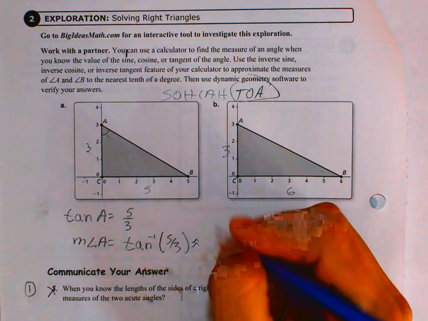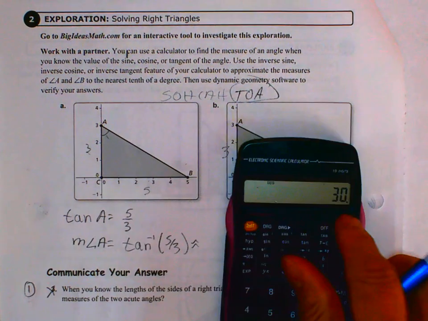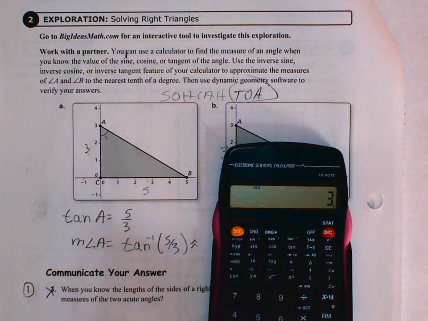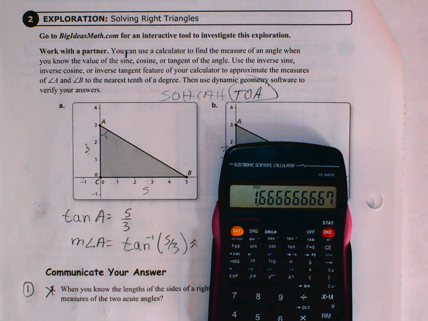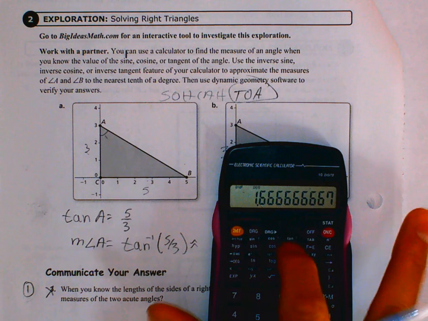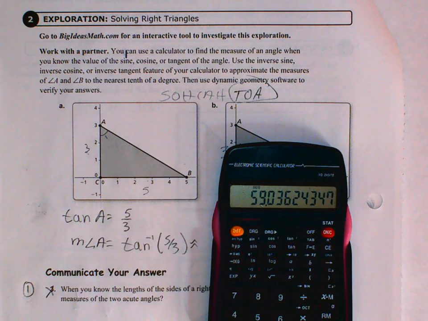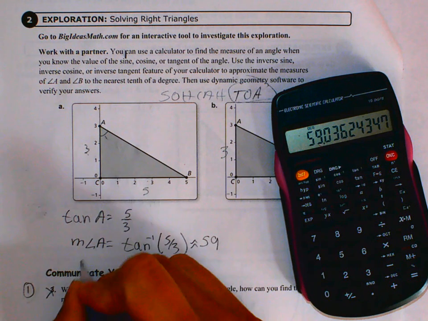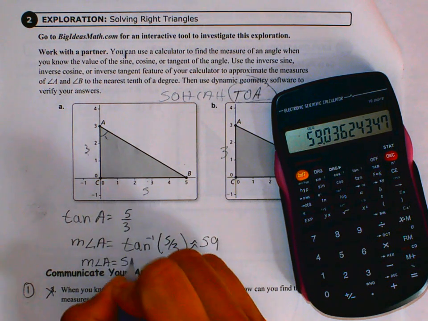Now, if I plug that into the calculator, here's how you're going to do it. If you have a TI-89, TI-10 or 16, you can type it in exactly as is. But for my calculator, you know, we're low budget. We got dollar calculators. We do 5 over 3, enter, and then press second tangent inverse, and you get that. Now I'm going to round to the nearest tenth, so it'll just be 59. Okay, so the measure of angle A is 59 degrees.